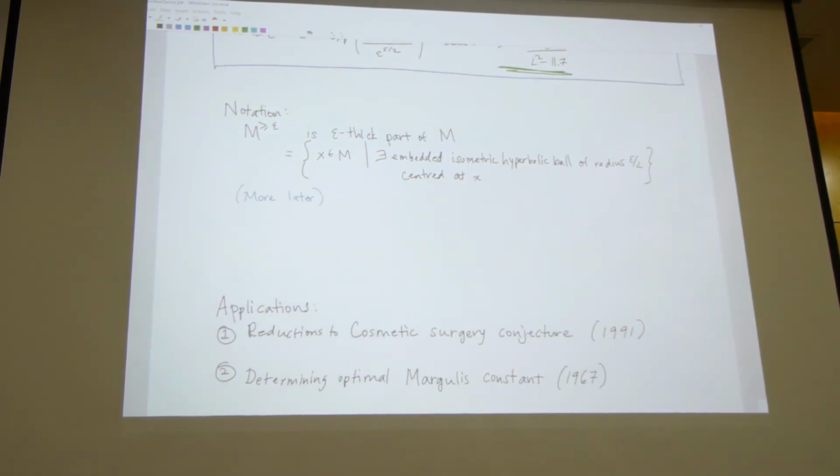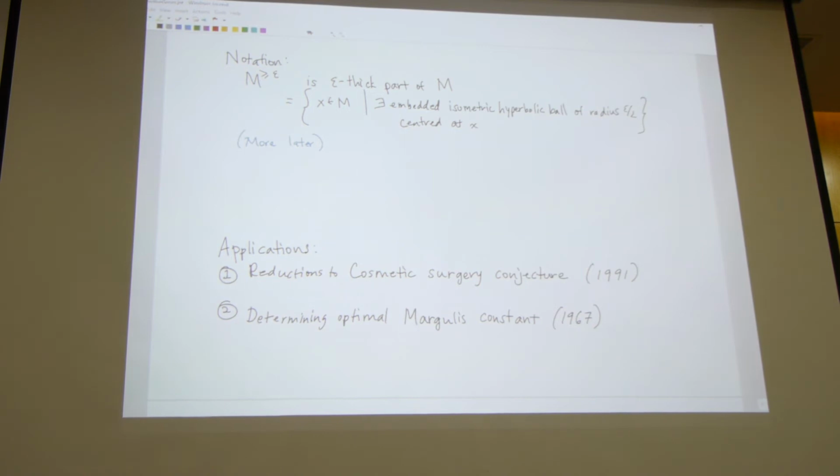So what I want to talk about instead are a couple of applications of this. We have two somewhat immediate applications. Number one is we get reductions to the cosmetic surgery conjecture. This is a conjecture of Gordon from 1991. Number two, there's a conjecture about optimal Margulis constants from 1967 that we can also say something about. So this is where we're going to go from here.